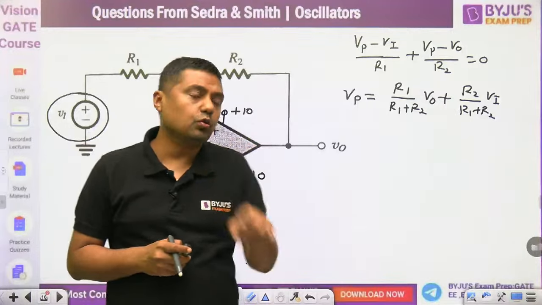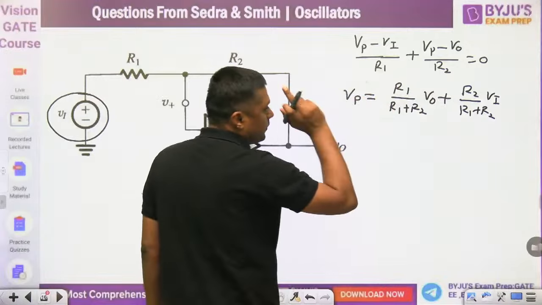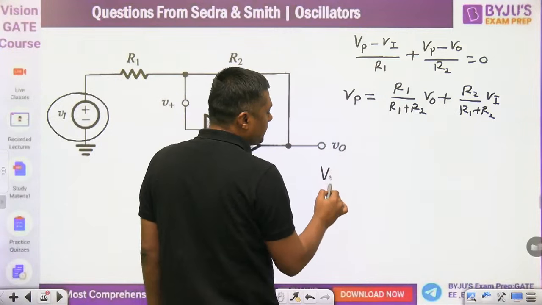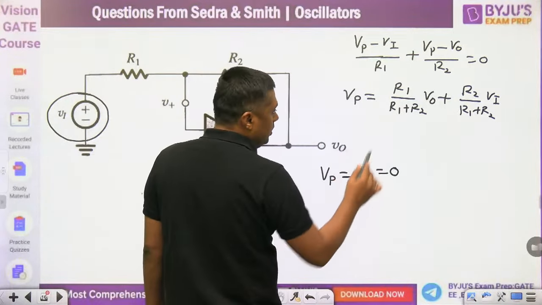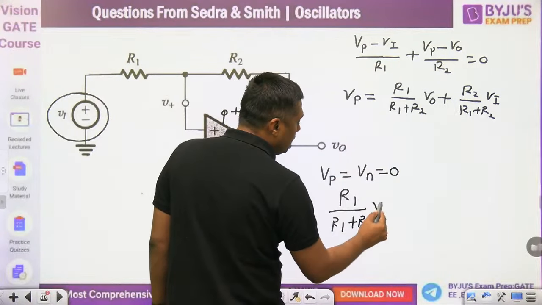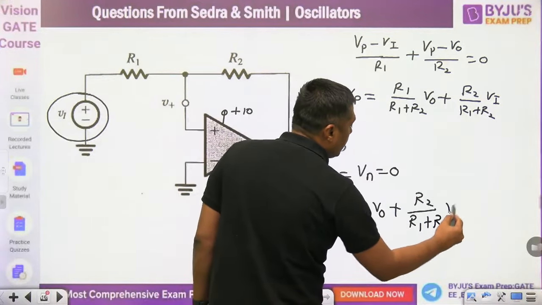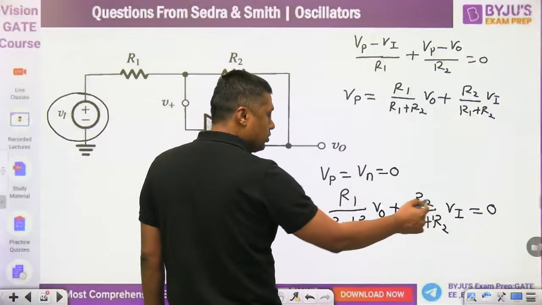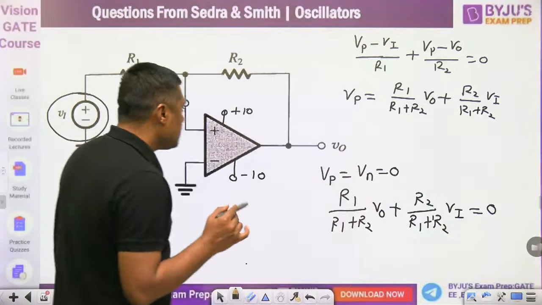Non-inverting terminal, that is 0. What is the first value of V0? Plus 10. You can equate it to 0 and find VI in terms of V0. VP equate to VN, that is equal to 0. Then R1 upon R1 plus R2 into V0 plus R2 upon R1 plus R2 into VI, equate it to 0. The common denominator becomes 0. What is the VI? Minus R1 upon R2 into V0.